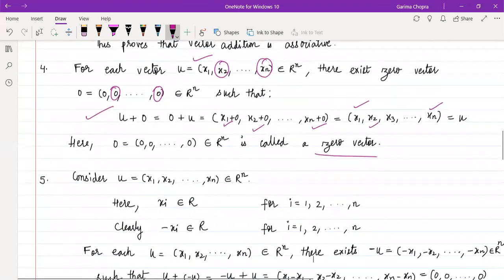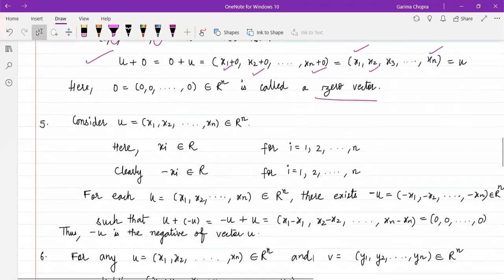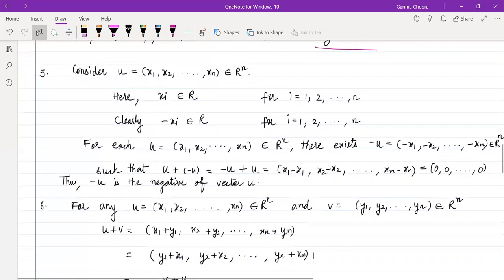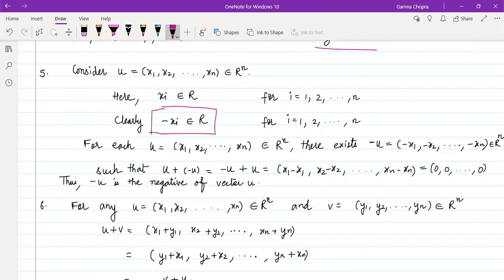Now we are moving ahead to find the negative of any vector of this n-dimensional space. So we are considering any arbitrary vector whose components are x1, x2, xn. Since it is present in this n-dimensional space, each component xi will be a real number, so it will belong to this set R. And if xi is a real number, then it is very clear that its negative minus xi will also be a real number, so it will be present in R. Now, this is true for all i.